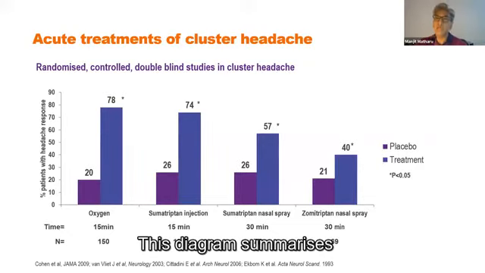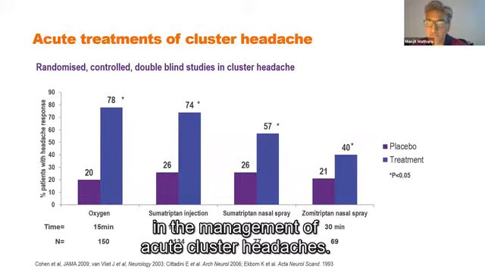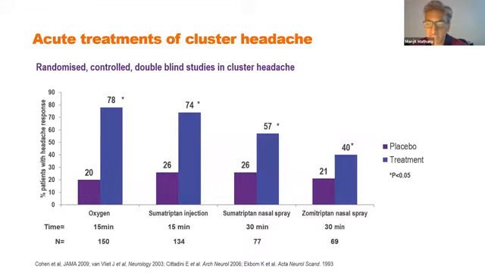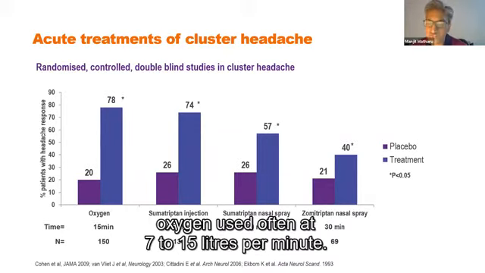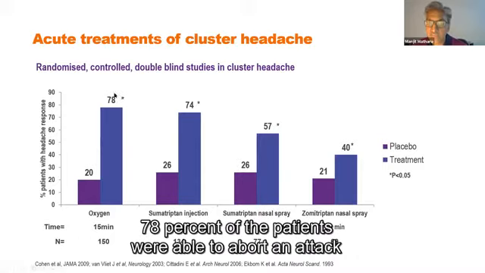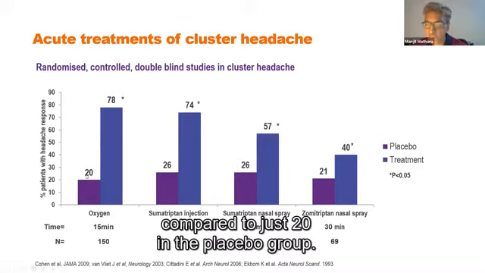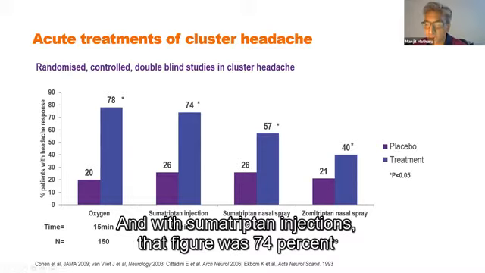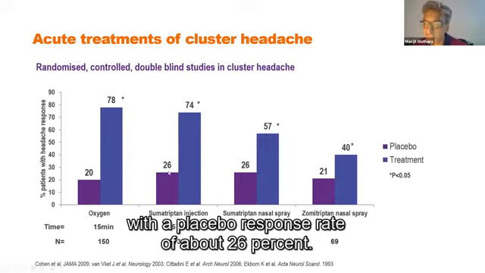This diagram summarizes all the available RCTs that we have in the management of acute cluster headache. So our options are high flow oxygen used often at 7 to 15 liters per minute. And in the RCT that was done in 150 patients, 78% of the patients were able to abort an attack within 15 minutes compared to just 20% in the placebo group. And with sumatriptan injections, that figure was 74% with a placebo response rate of about 26%.